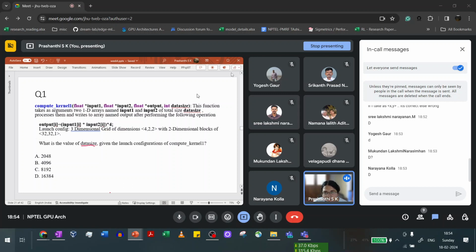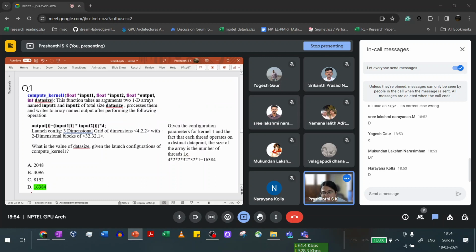Okay, let's discuss the answer. So it is D, all of you got it right. So here it's very simply the size of the array is the number of threads. So how do you get the total number of threads? You multiply all of these together, right? Because multiplying this will give you number of threads per block and multiplying this will give you number of blocks. So number of blocks into number of threads per block will give you the total number of threads. So 4 into 2 into 2 into 32 into 32 into 1, which gives you 16,384. That's your total number of threads.